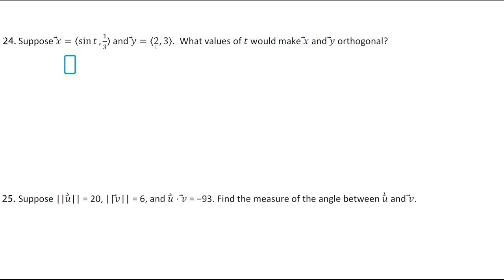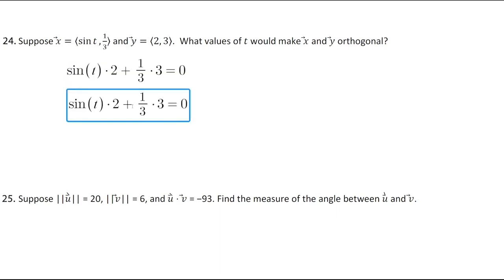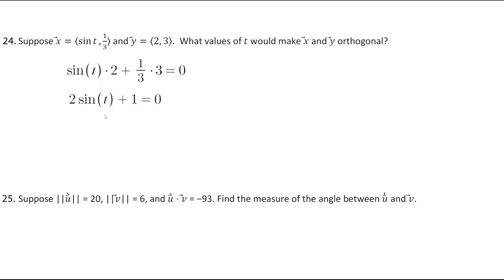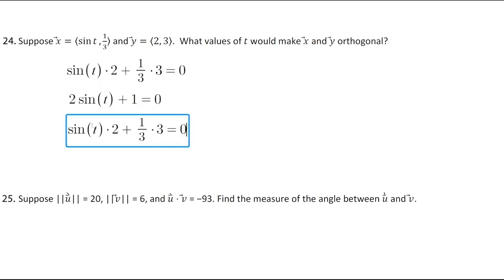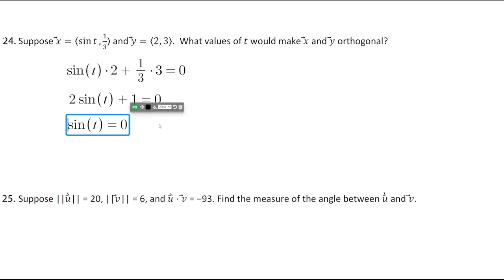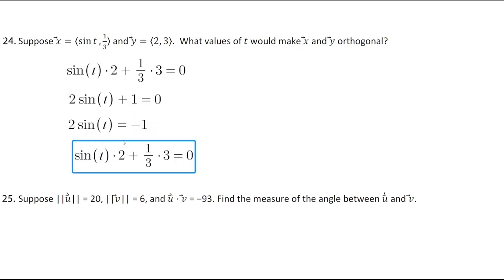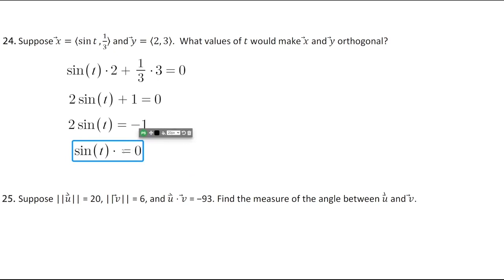So we're going to set up an equation which is based on how we calculate the dot product. We're multiplying the horizontal components, sine t times 2, and then 1/3 times 3. And we're going to add those together and hopefully get 0. So 2 times sine t is just 2 sine t. 1/3 times 3 is 1. Then we'll subtract 1 from both sides, and so we'll get 2 sine t equals -1. And then we'll divide both sides by 2 to get sine t equals -1/2.